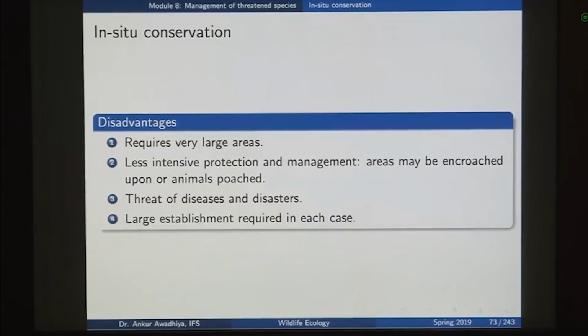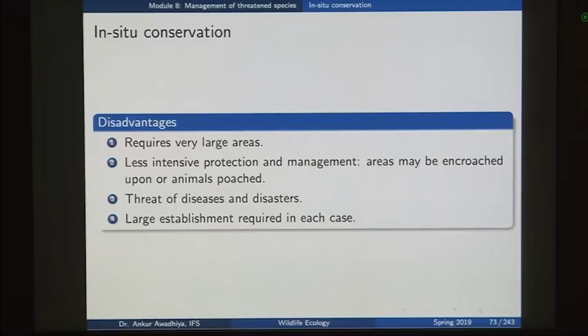In the case of a zoo, when you have all the animals in a very small area, you can give a very good amount of protection to those few animals, whereas if you are keeping the animals in a very large forest, you cannot be there in the forest at all places at all times. So it is possible that some poachers might get inside and poach some of the animals, or maybe some people would try to encroach upon some areas of the forest. That is a possibility in in situ conservation.